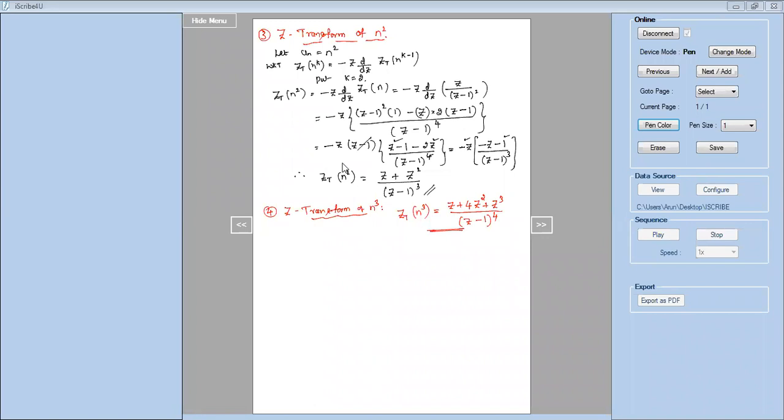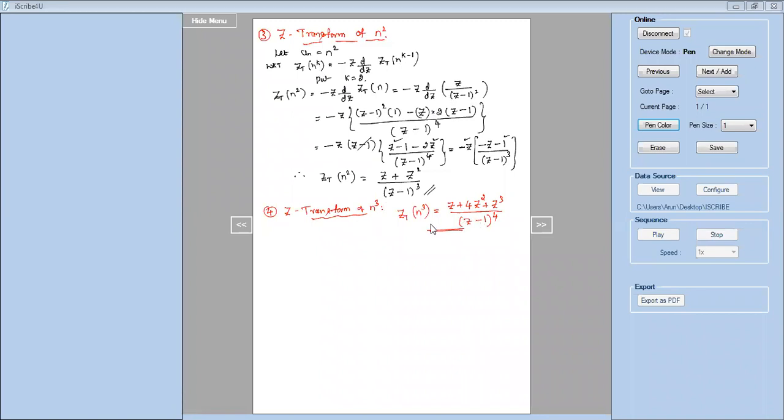If you want, you can derive it like this. You just put k is equal to 3 in this property. So here you get the z transform of n square. In the note, the z transform of n square is this. If you substitute and differentiate that, we get this formula.